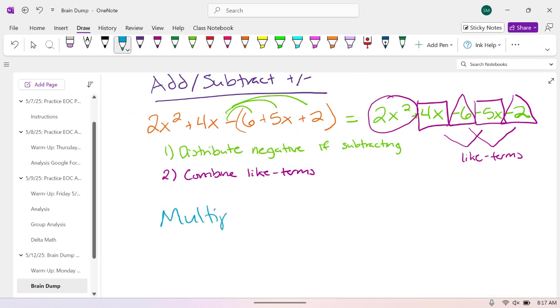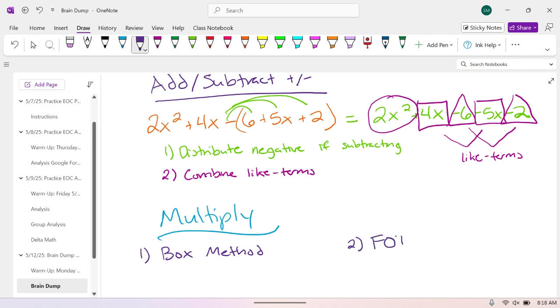Then if you multiply, you can use either the box method or FOIL, where FOIL stands for first, outer, inner, and last.